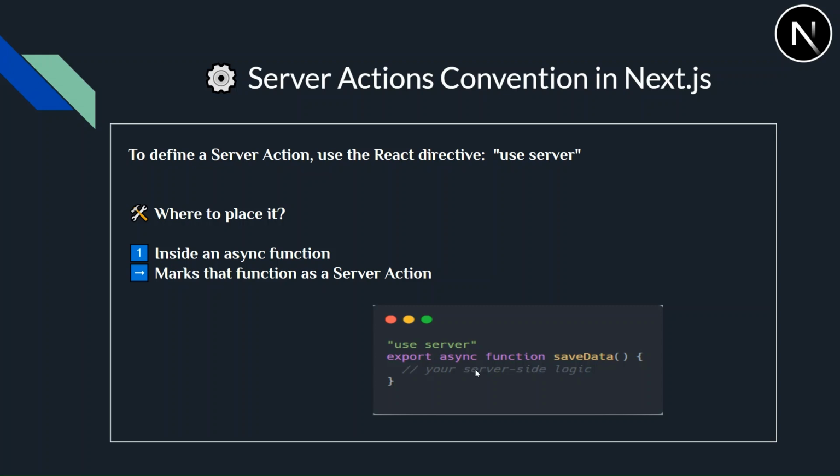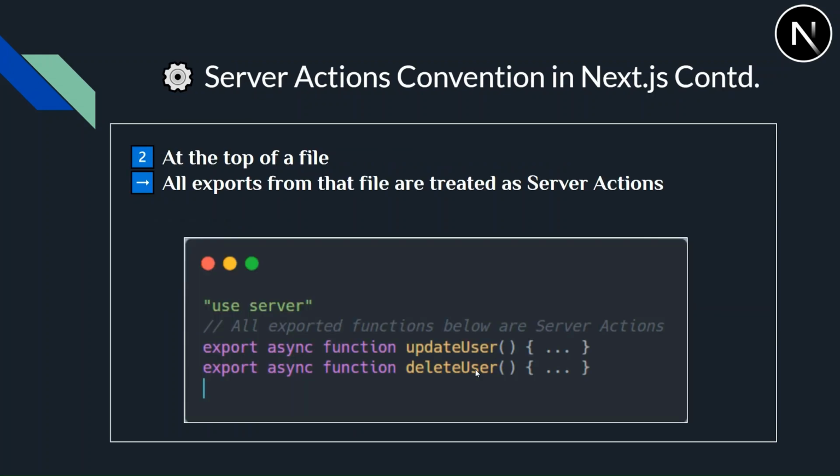The second format is to define it at the top of the file. All exports from that file are then treated as server actions, so you can use the use server directive on top. So these are the two methods by which you can define server actions in your Next.js application. Let's move on to Visual Studio Code and use server actions on the form which we built with traditional React. Now we can update that code with the help of server actions in Next.js.